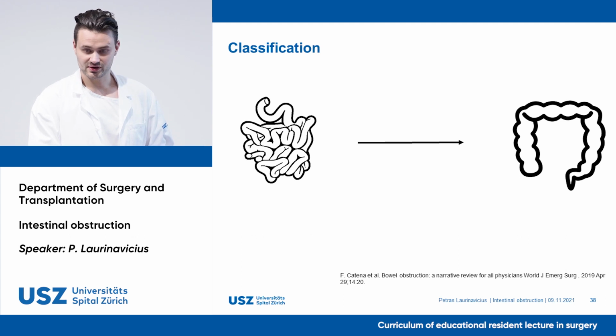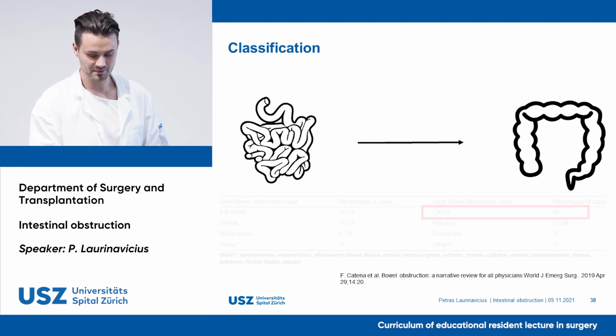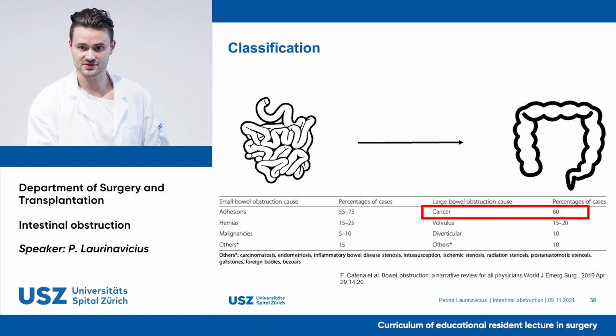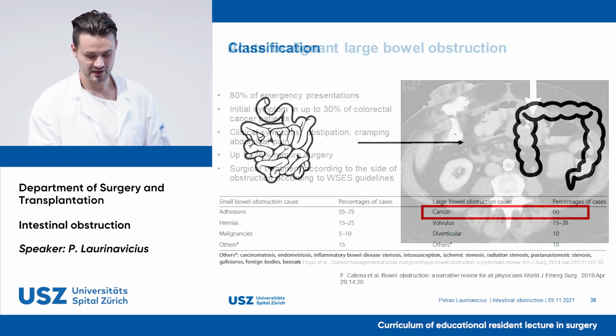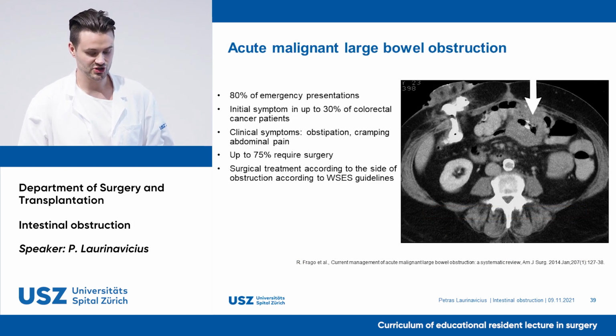So I hope you had a pretty good insight into the diagnostics and therapy of ASBO, and I would like to move forward to the large bowel. And as I mentioned before, the main cause of the obstruction in the large bowel is cancer, and the acute malignant large bowel obstruction causes up to 80% of all emergency presentations in colorectal cancer patients, and it is the initial symptom in up to 30% of them. The clinical symptoms include obstipation and cramping abdominal pain, which is different from the pain described by the patients with ASBO.